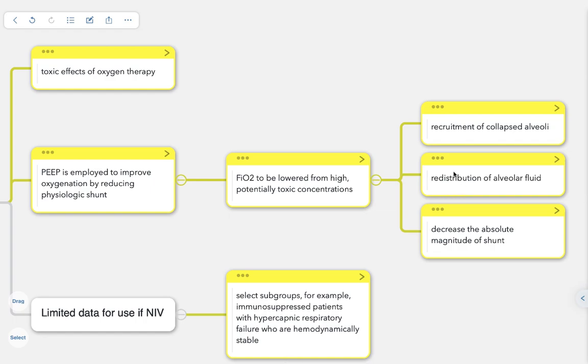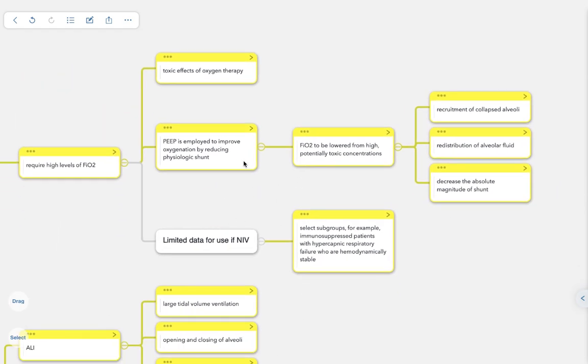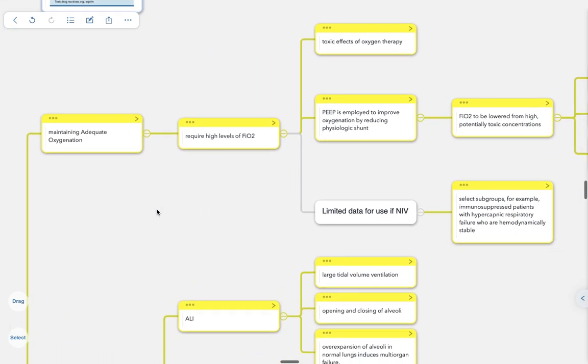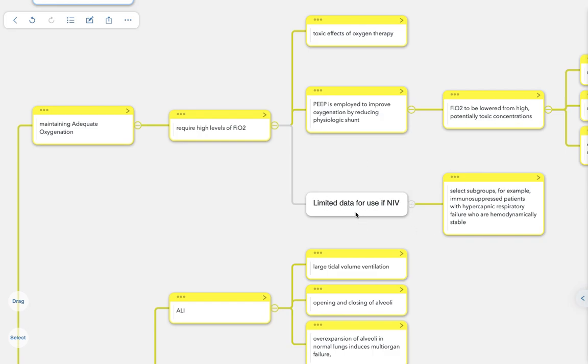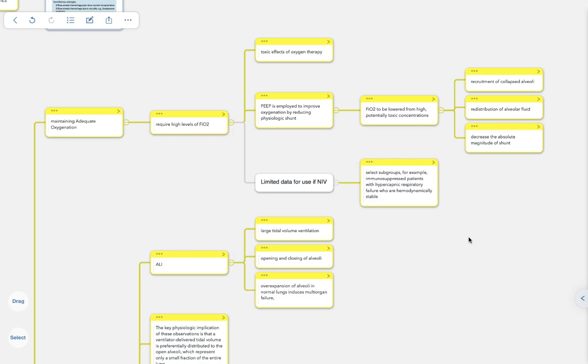So how does PEEP function? PEEP functions by number one, recruitment of the collapsed alveoli, number two, redistribution of the alveolar fluid, and number three, decrease the absolute magnitude of shunt. So these are the three functions of PEEP. Then to deliver adequate oxygenation, we at times also use non-invasive ventilation. Now, non-invasive ventilation is not widely used because we still do not have a lot of results for it. But in certain selected subgroups, like immunosuppressed patients with hypercapnic respiratory failure, which are hemodynamically stable, in these patients we can use NIV.